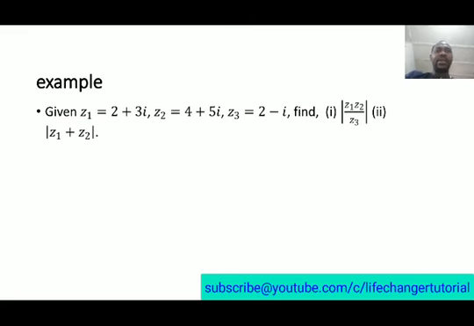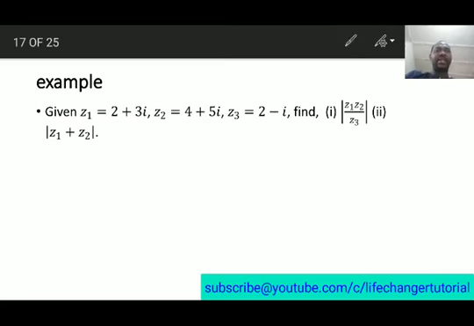Now we see a question here. So this is the kind of question we can see here. We have z1 equal to 2 plus 3i, z2 equal to 4 plus 5i, z3 equal to 2 minus i. The first one asks us to find the absolute value of z1 z2 all over z3.